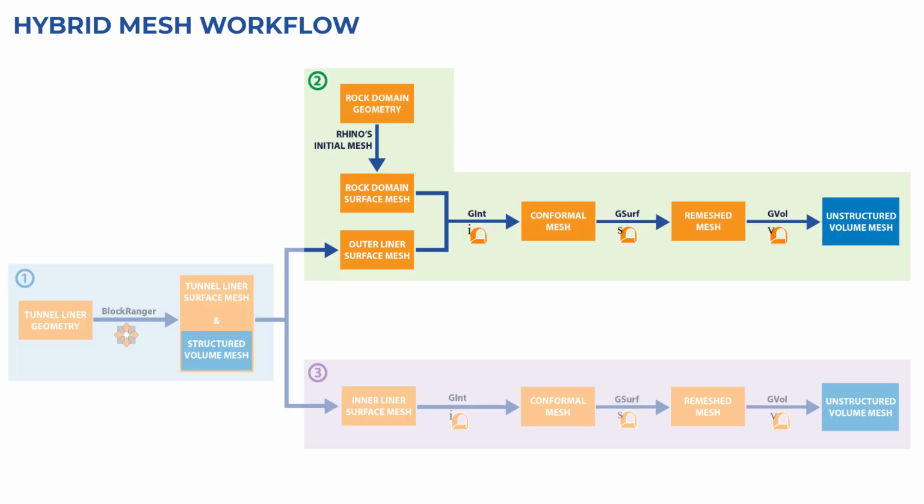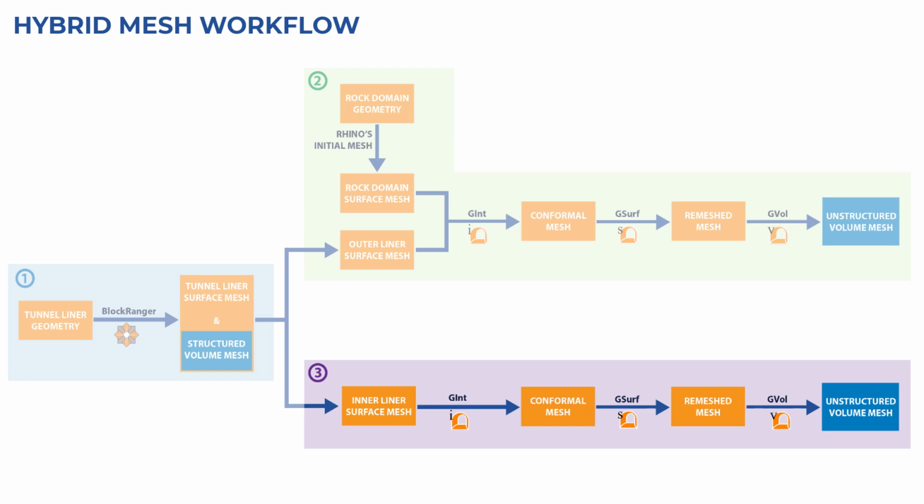For the second path, we will create an unstructured but conformal volume mesh of the rock domain. Start with creating the geometry and then generating a surface mesh with Rhino's initial meshing command. The 2 surface meshes, the outer tunnel liner mentioned in path 1 and the rock domain, are now combined and made conformal. The surface meshes are then remeshed to achieve the desired parameters, for example quadrilateral dominant. Lastly, the unstructured volume mesh of the rock domain is created.